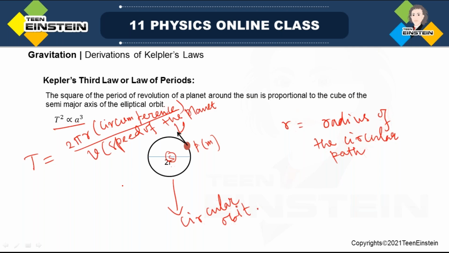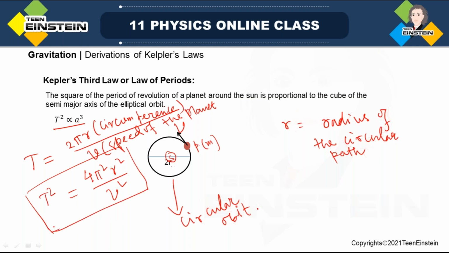Okay. Now look, in this case 2πr by v. Okay, very nice. Now what we can do is square this out, so that we get 4π²r² by v². So this is a very general circular motion concept.